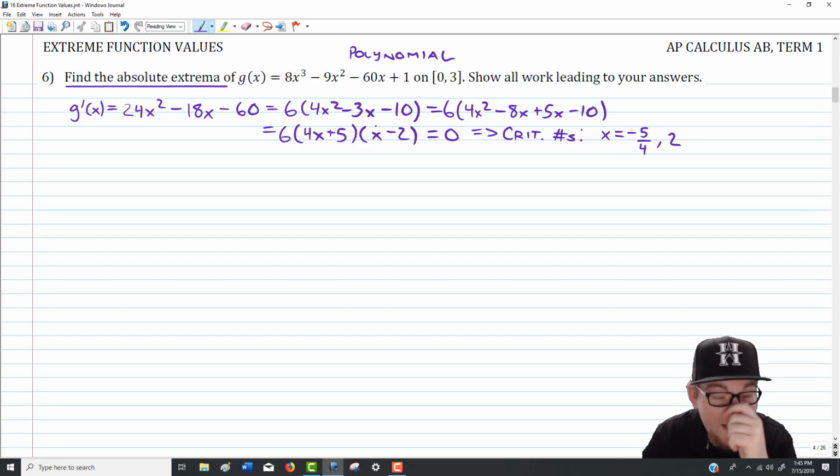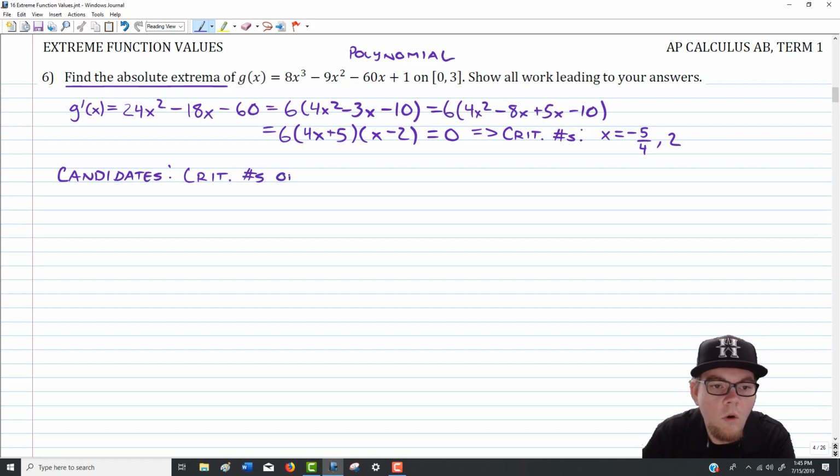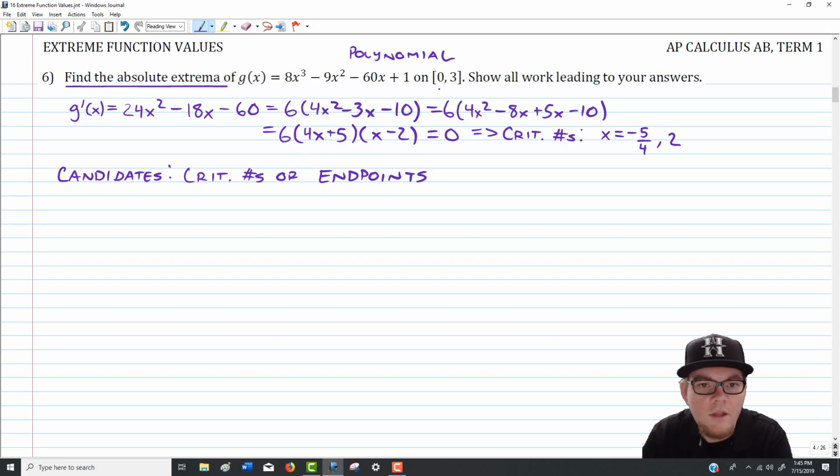So now we found all our candidates. In fact, as we think about this, we can realize that there are only 4 possible candidates here. Our candidates always include 2 types of values. We can either have them at critical numbers or endpoints. So the only x values we need to choose are the ones that are in our interval as well as the endpoints. Since we're on the interval 0 to 3, that tells me that -5/4 is out. Unfortunately, a negative number is outside the interval from 0 to 3, so we don't even need to check that. It's no longer a candidate.